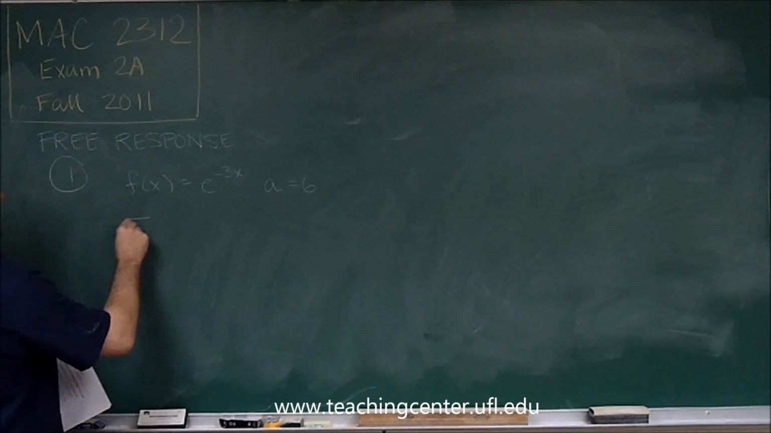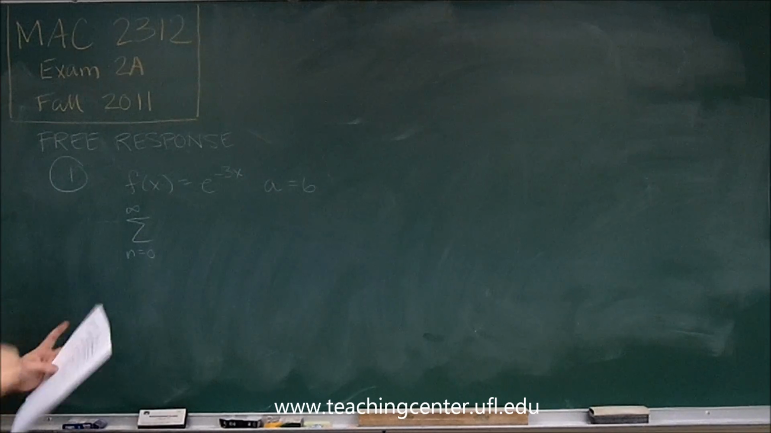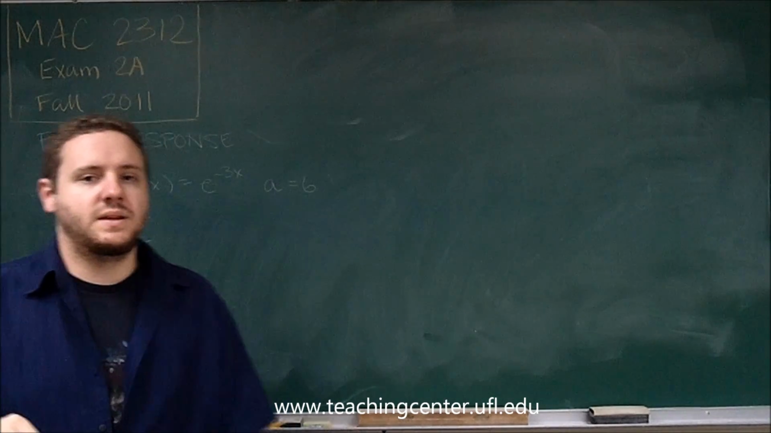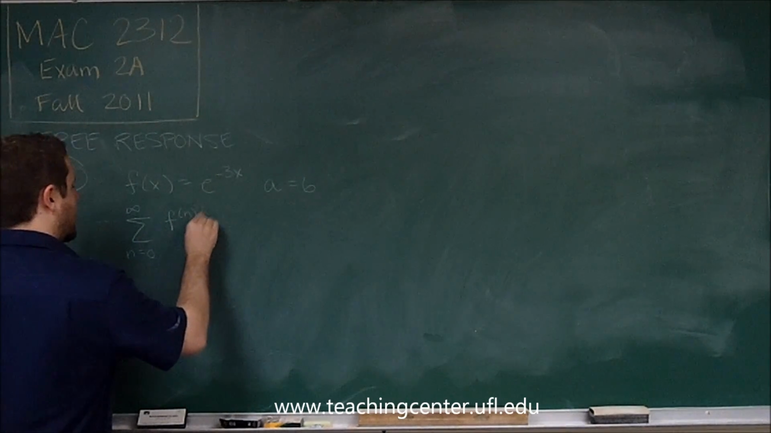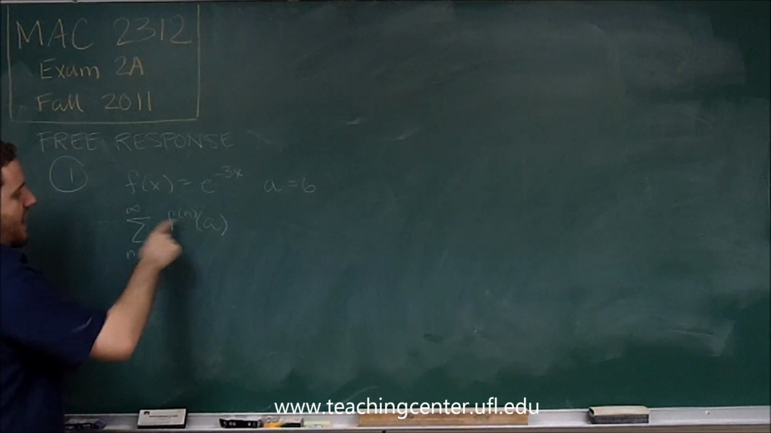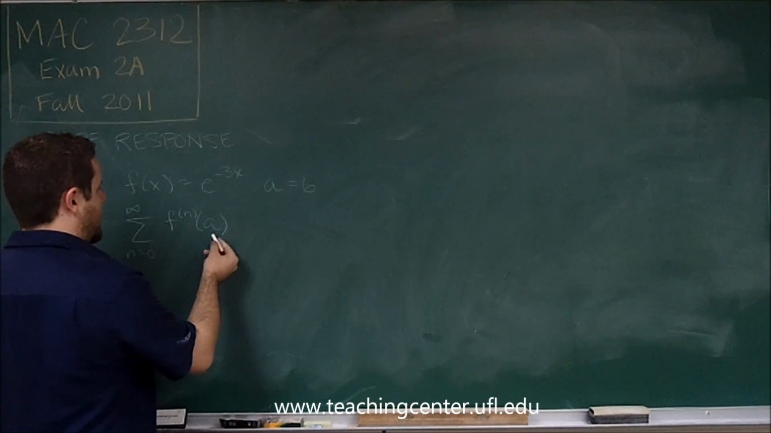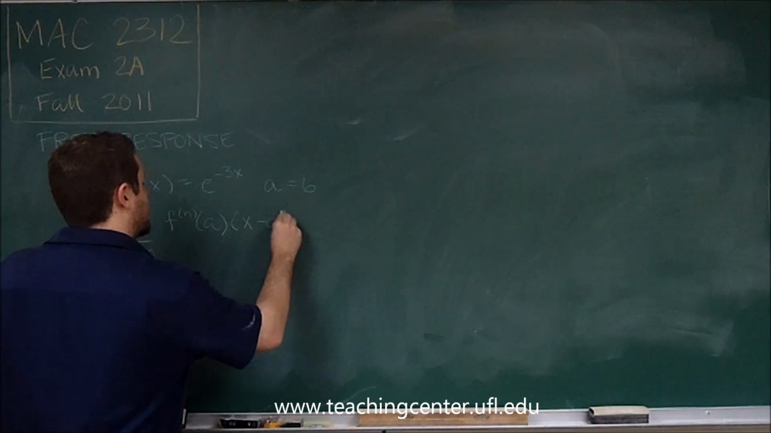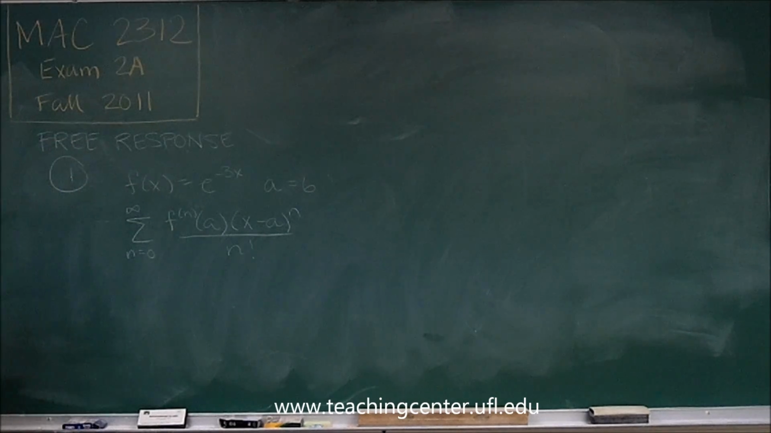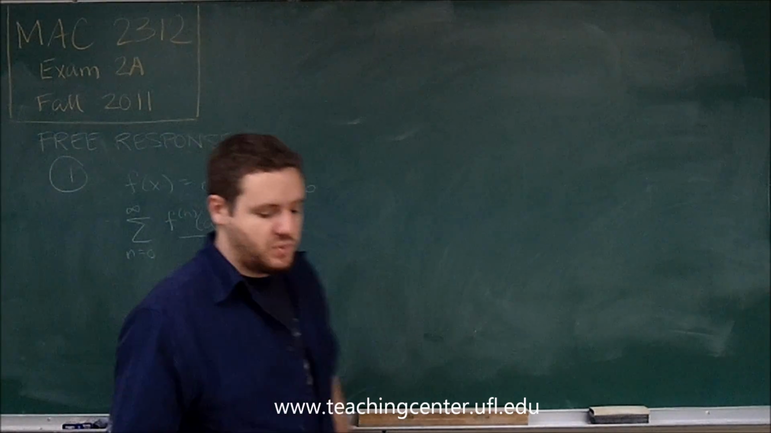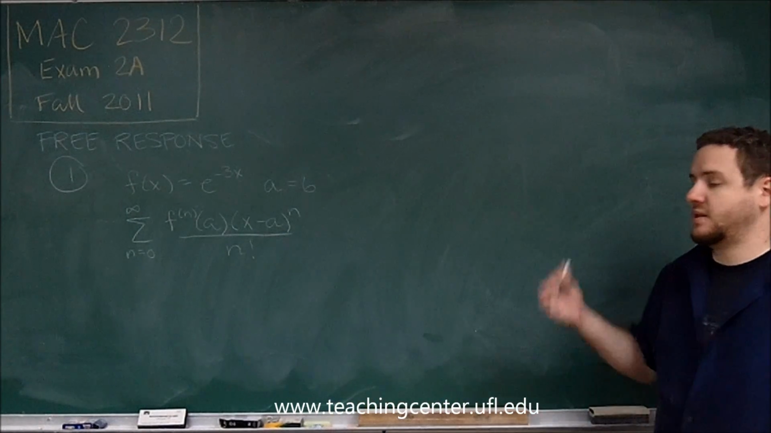That's something you should absolutely have memorized for this test. Remember that Taylor's formula is the infinite series from n equals 0 to infinity of the nth derivative of f at a. So this means n derivatives, not exponents, of f evaluated at a, times x minus a to the n power, all over n factorial. So that is Taylor's formula. So we need to use that to find our Taylor series expansion for this function at this point.